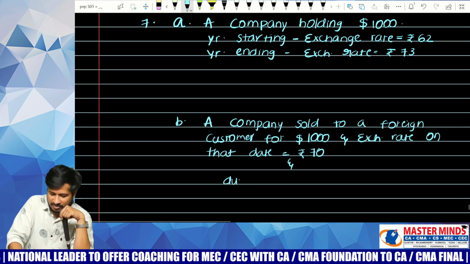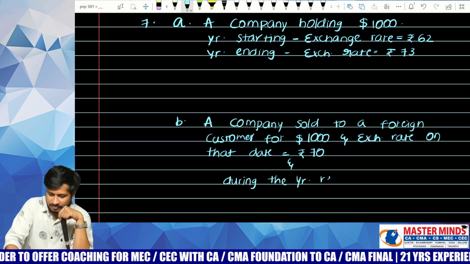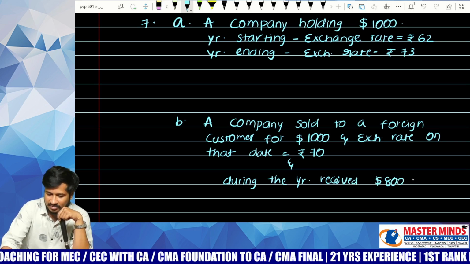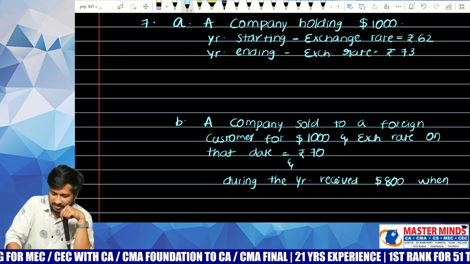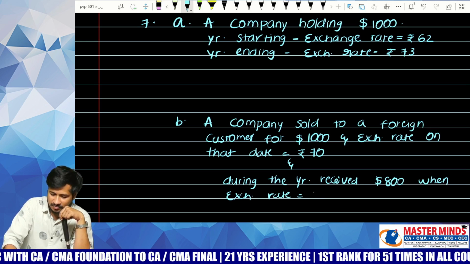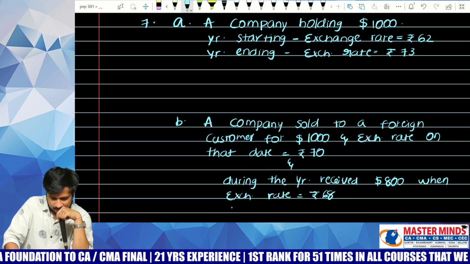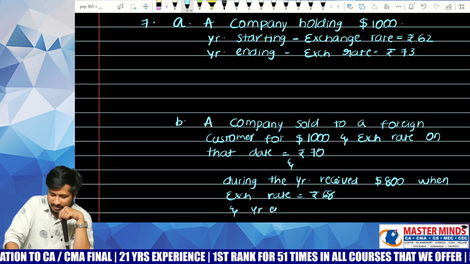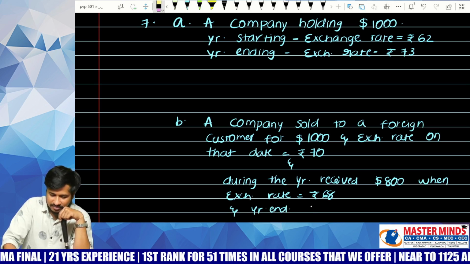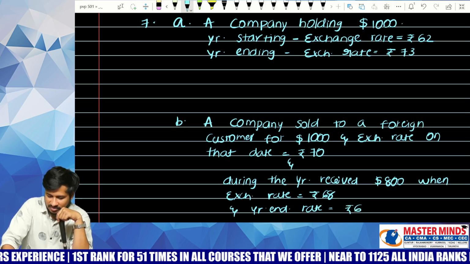and during the year received $800 when exchange rate is equal to rupees 68, and year ending rate is equal to rupees 69.